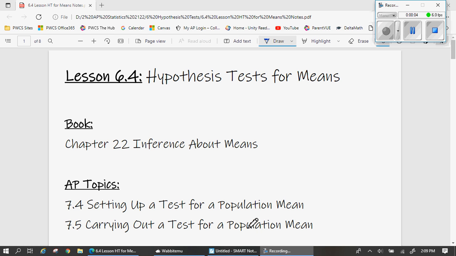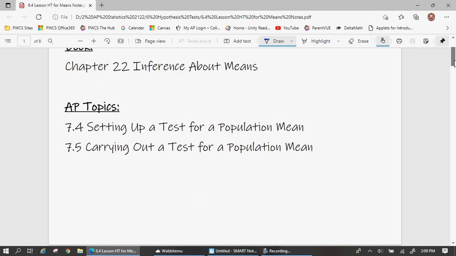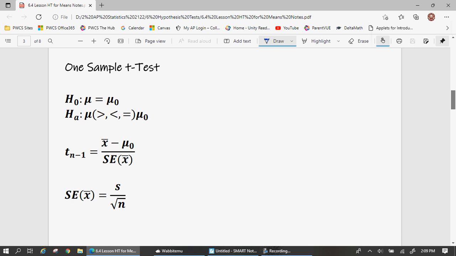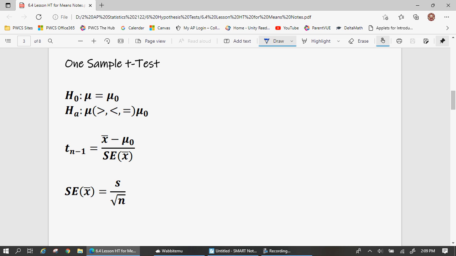Hey, today we're going to continue talking about hypothesis tests, and now we're going to switch a little bit over to doing hypothesis tests for means, much like we did when we talked about confidence intervals. So a lot of the same structure as a hypothesis test for proportions or two proportions, a lot of the same structure as confidence intervals for means.